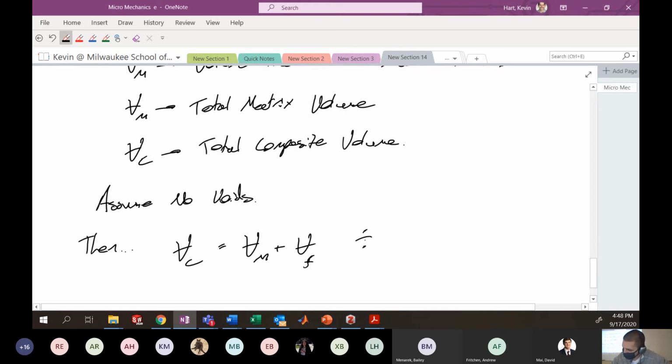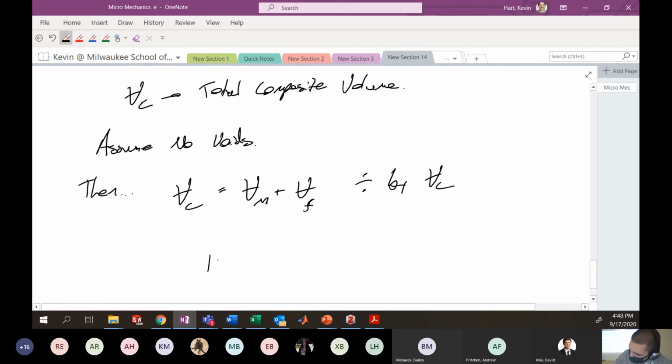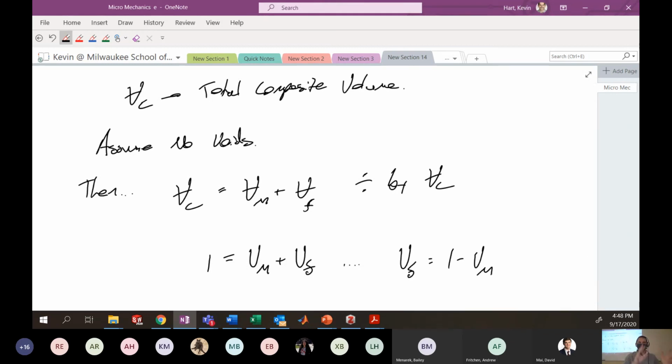So if we divide all of this by the volume of the composite, you're going to end up with an expression that looks like 1 is equal to volume fraction of the matrix plus volume fraction of the fibers. Or if you rearrange, the volume fraction of the fibers is simply 1 minus the matrix volume fraction. Sort of makes sense. If your composite is 100% whole, then whatever portion is not the matrix is the fiber, and vice versa. I think that's pretty straightforward.